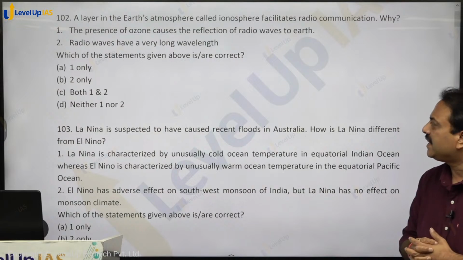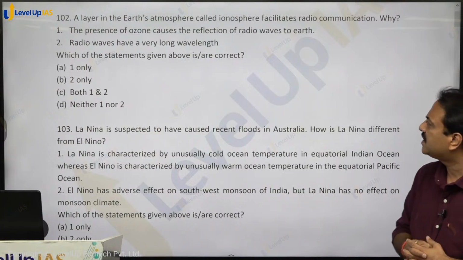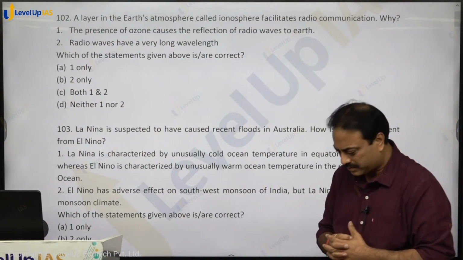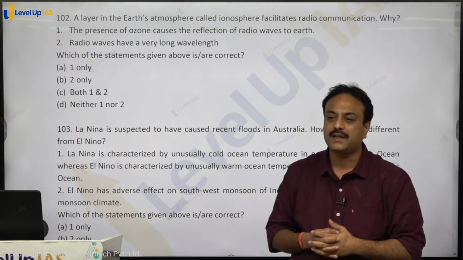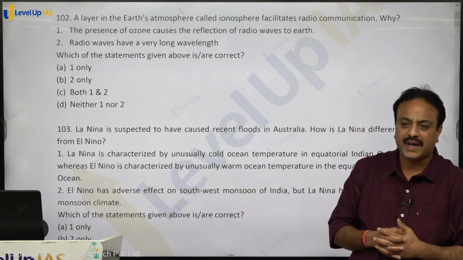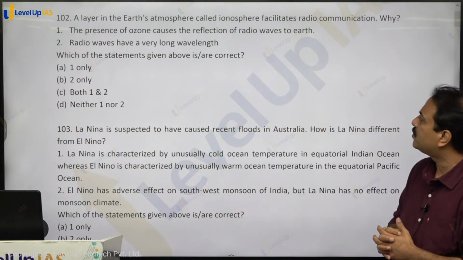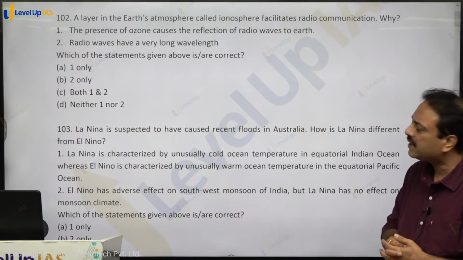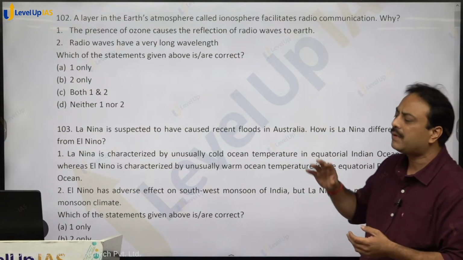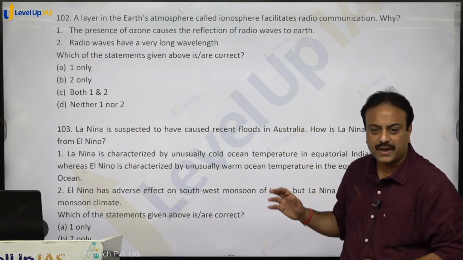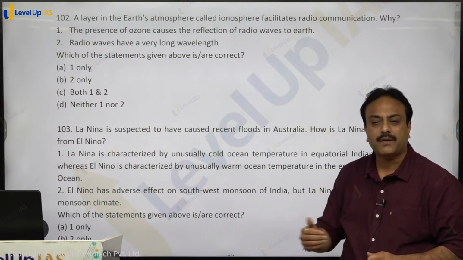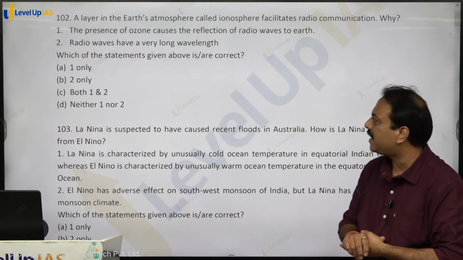Now statement 1 is saying that the presence of ozone causes the reflection of radio waves to Earth. Ozone is not responsible for reflection. Reflection takes place because of ions present in the ionosphere, right? So the first statement is not true. First of all, ozone is not present over there in the ionosphere, and ozone is not responsible for reflection of radio waves. So the first statement is wrong.